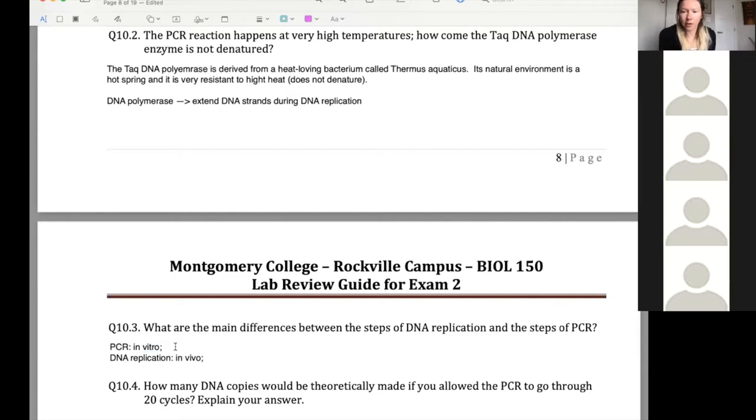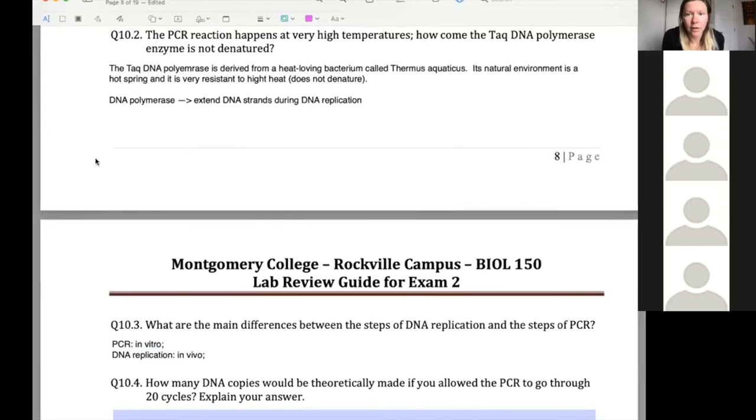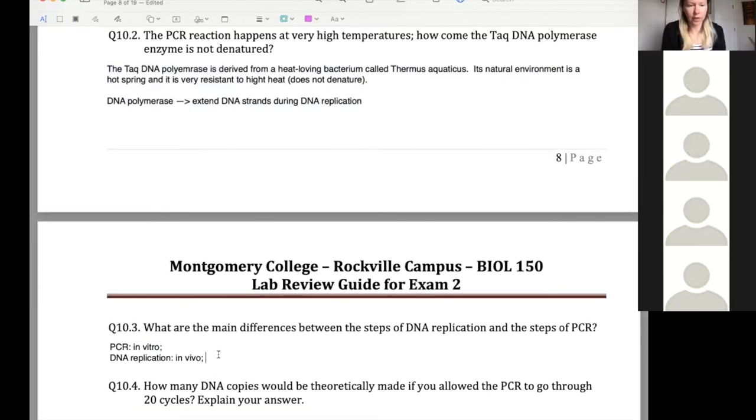Oh, Alex, I see your question about the primers. Does it use DNA primers instead of RNA primers? I believe you are correct, yes. In our cells, we're using RNA primers that are made by RNA polymerase. In PCR, we can use DNA primers. You can design the primers to target whatever sequence you want to make copies of.